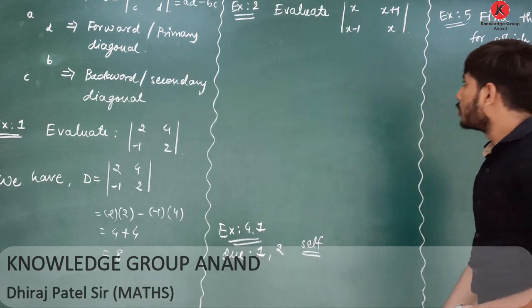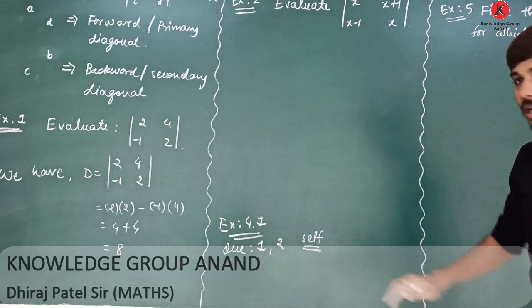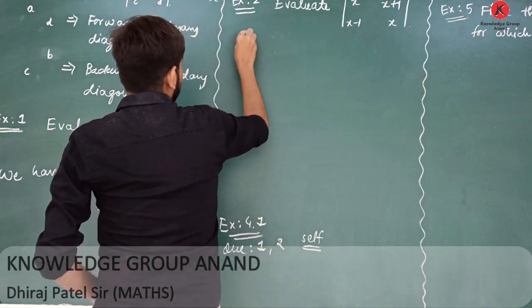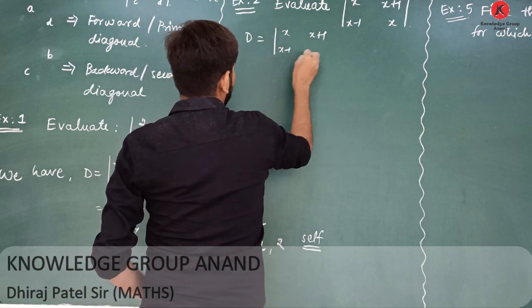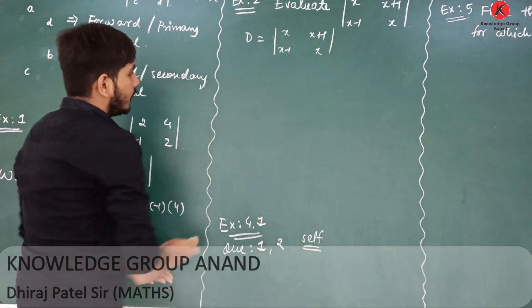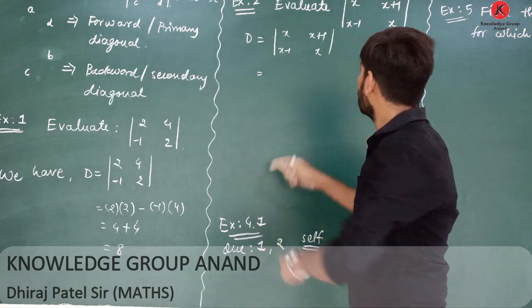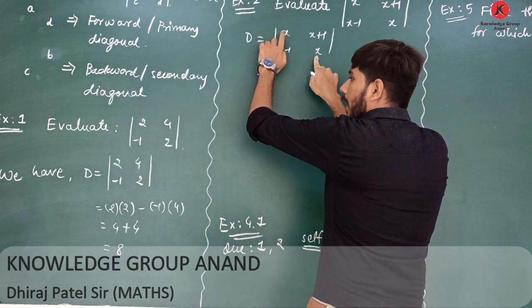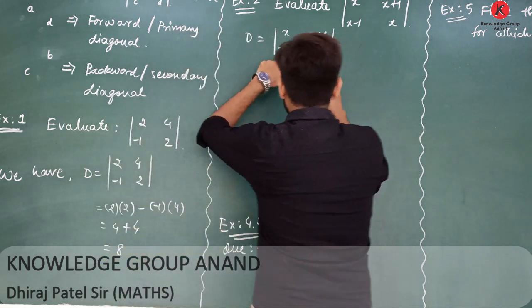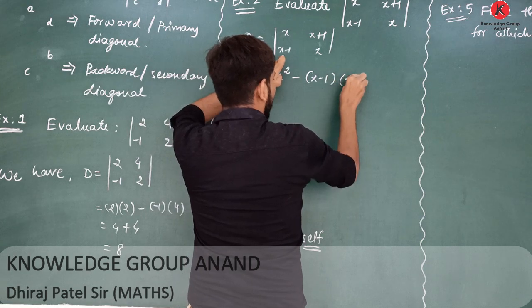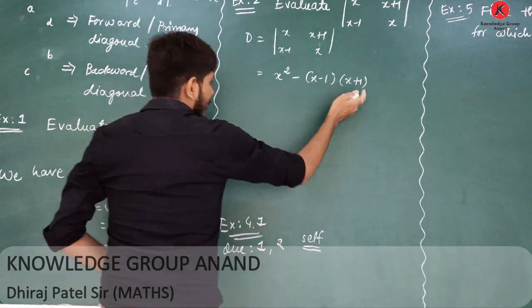Now, going with the example number 2, evaluate the determinant | x+1 x-1; x... |. I am giving the name of this determinant D equals | x+1 x-1; x ... |. Now, we know that the evaluation of this determinant is multiplication of elements of forward diagonal, that means x square, minus multiplication of backward diagonals, that means (x minus 1) into (x plus 1). Is it clear? Now simplify this one.